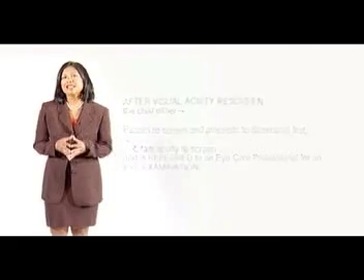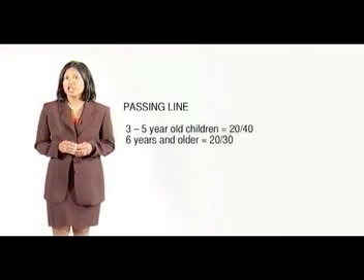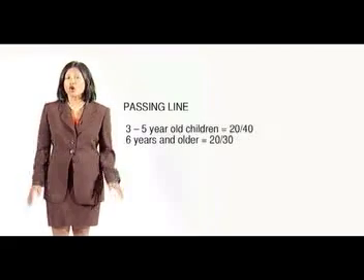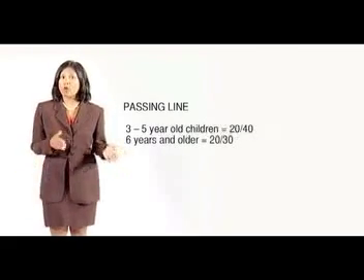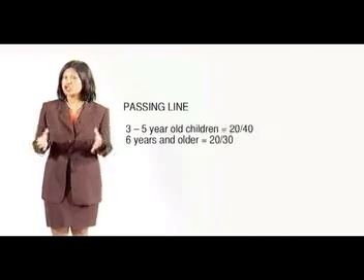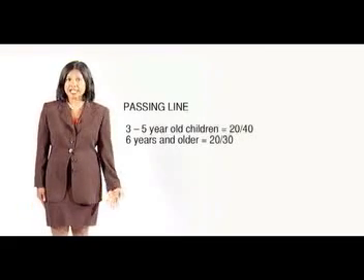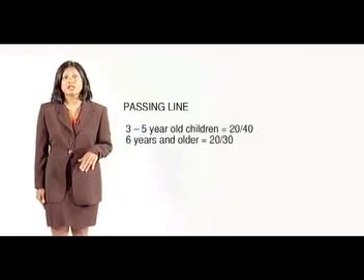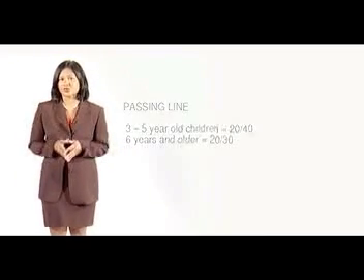The critical or passing line for children 5 years old and younger is the 20/40 line. Children age 5 and younger are referred if unable to pass the 20/40 line, either with one or both eyes when re-screened. The critical or passing line for children 6 years and older is the 20/30 line. Children age 6 and older are referred if unable to pass the 20/30 line with either one or both eyes when re-screened.